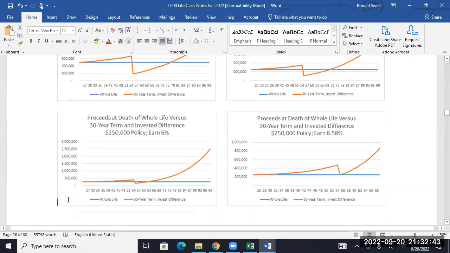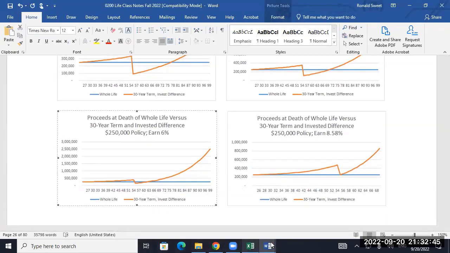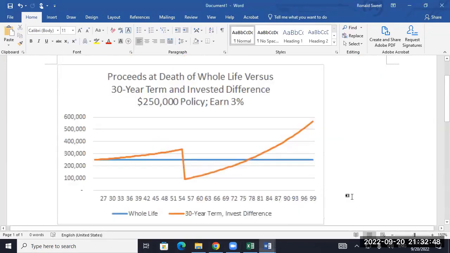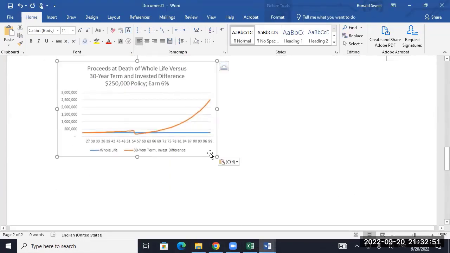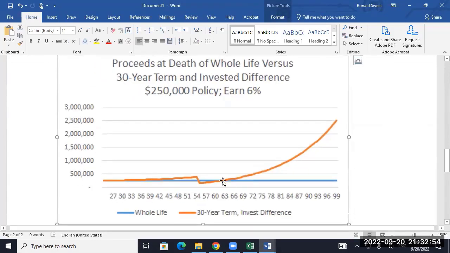What if you could make 6%? Here it's a lot more skewed. So here at 57, you're a little worse off, but not much. So if you're pretty sure you can make 6%, would you ever buy the whole life? You'd be better off just buying the term and investing the difference. Now, who can make 6%? That's pretty hard, especially if you're buying bonds. That's a pretty high standard. But if you're in stocks, maybe you think you can make 6% over the long term.